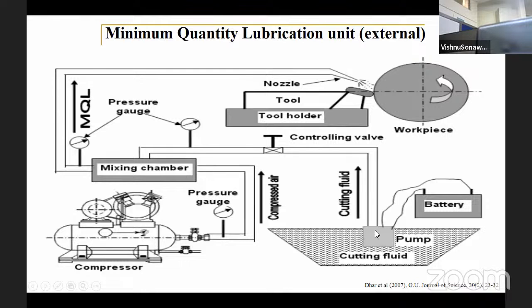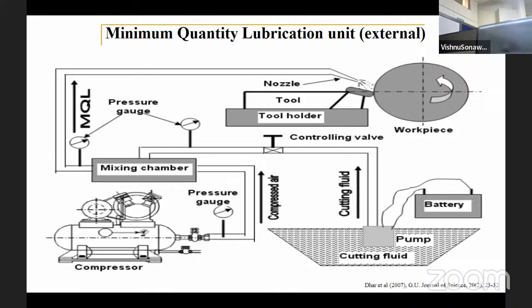Here the cutting fluid comes from a pump. This is a positive displacement pump, and the output shaft of this pump is connected to a small motor or battery. When it is started, what will happen? The clean and pure cutting fluid will be supplied, and the clean and pure air will be supplied, and the air and oil will come to one chamber, and the air and oil will be mixed, and here the mix is in the form of mist or aerosol.